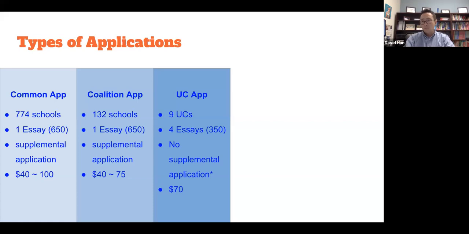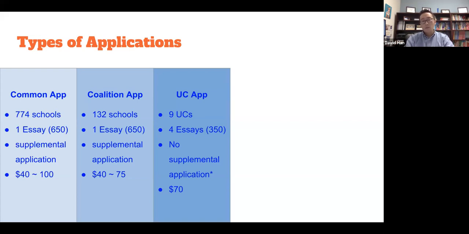And here's the main dish, if we must say. Most of the students probably joining this webinar are from California, and the UC App will be pretty much the most important application that you'll be working on. There are 9 undergraduate campuses of UC that accept the UC application. There are 4 essays. Each essay will be 350 words maximum.